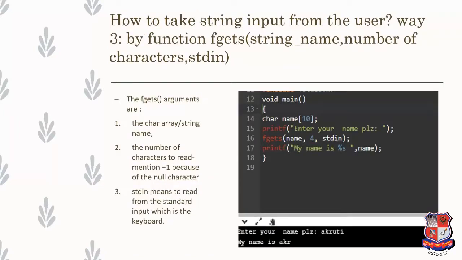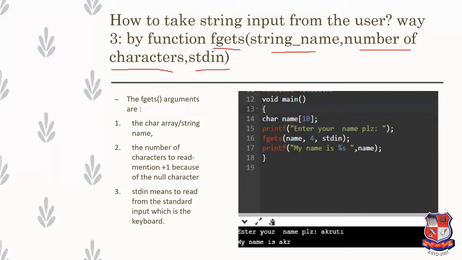Now the third way. What is the third way to take input from the user? This is a little complicated, but it's mostly used in various files also. For that, the function fgets is used, in which three arguments are there. First one is a string name. Second one is the number of characters which you want to take from the user. And third, standard input, which is in short form written as stdin.